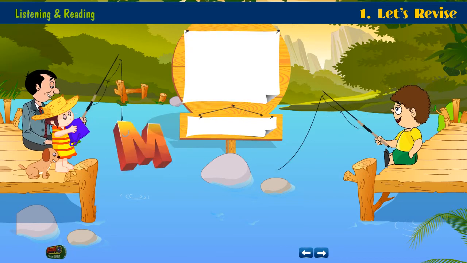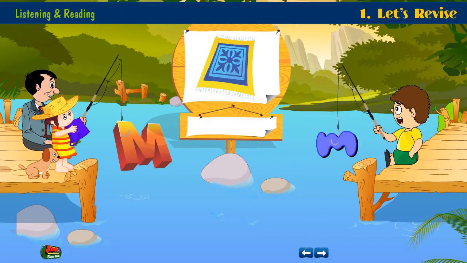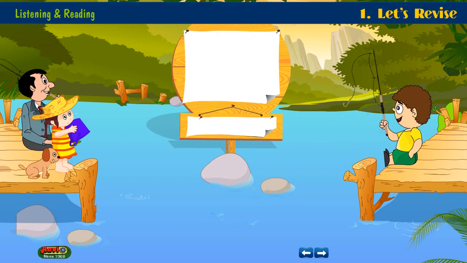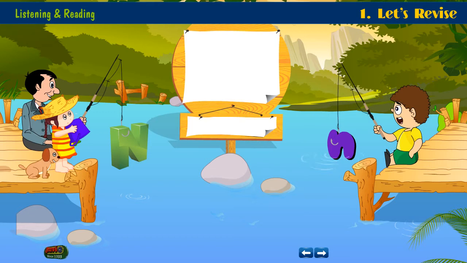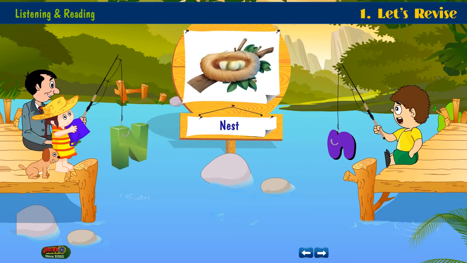Capital letter M. Small letter M. M for mat. Capital letter N. Small letter N. N for nest.